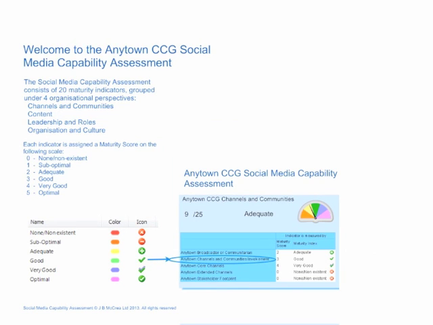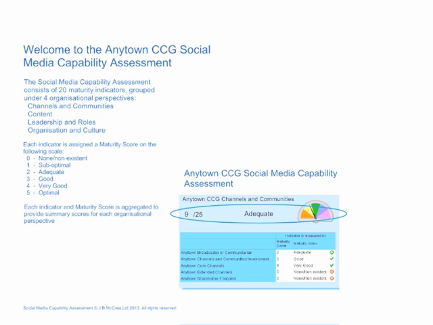Each indicator is assigned a maturity score on the following scale, 1 to 5, with 1 being suboptimal, 5 being optimal, and also a 0 score if the capability is non-existent. So in this example you can see that the involvement of channels and communities has been rated for Anytown CCG as being 3, which is good. It also tells us that their use of extended channels is non-existent and that the balance between being a broadcaster or a communitarian approach is rated as adequate.